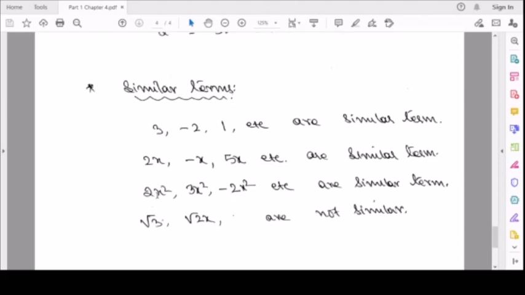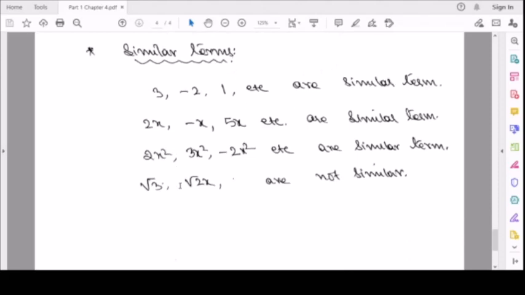And then again, those terms which have x squared, either x squared or y squared or z squared. Like here 2x squared, 3x squared, minus 2x squared, x squared, 5x squared, all these will be called similar terms because they have the same x squared in common.